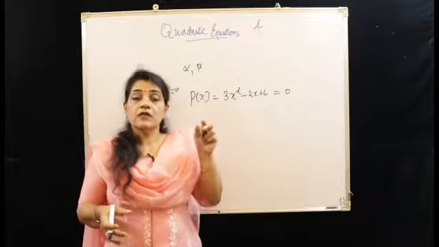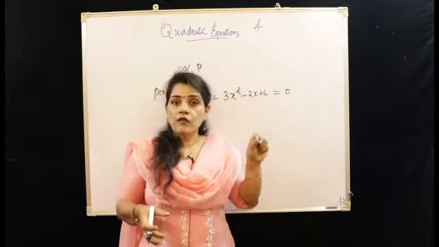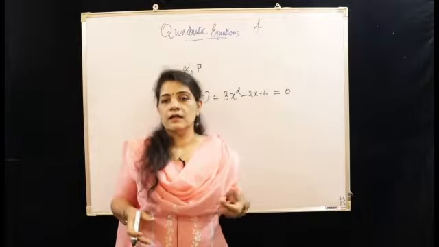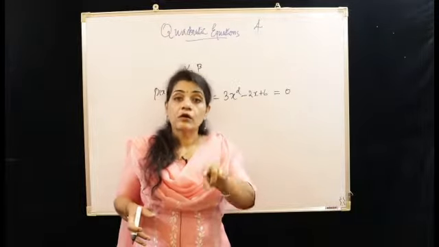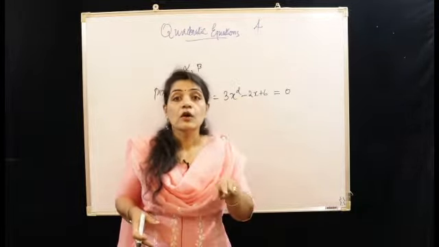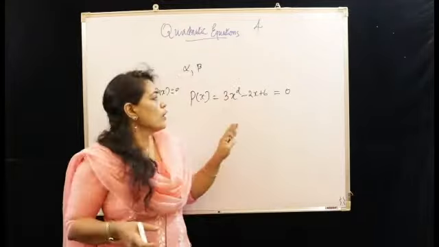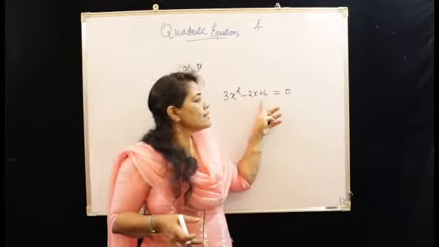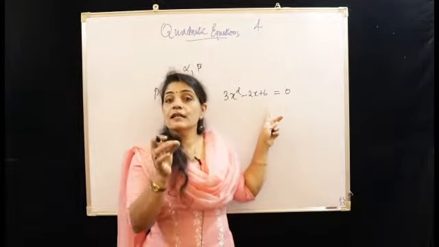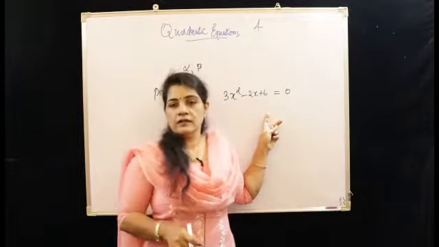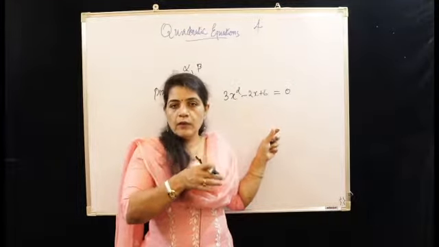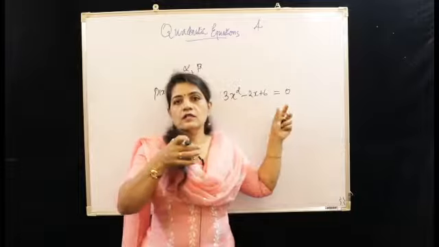Understood? If we equate p of x to 0, that means the quadratic polynomial has turned into a quadratic equation. Here 3x square minus 2x plus 6 equal to 0 is a quadratic equation. That means we have equated that quadratic polynomial to a quantity, that is 0.